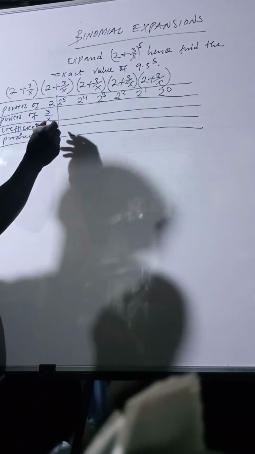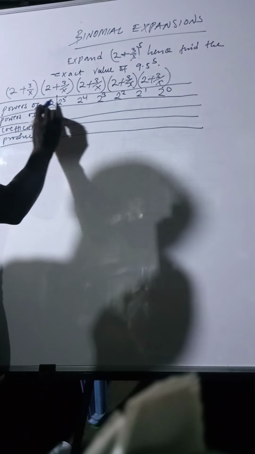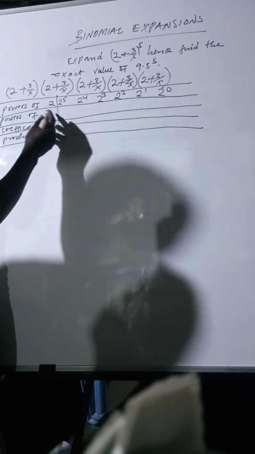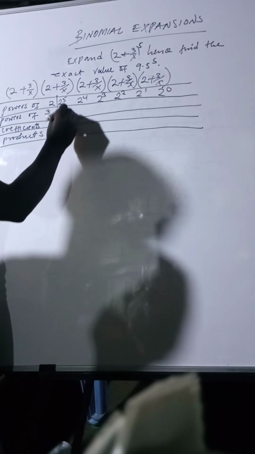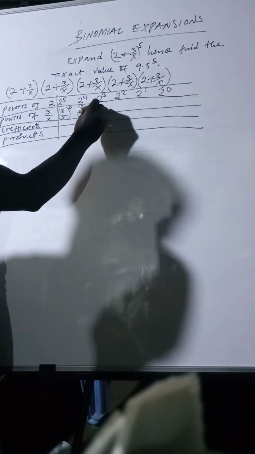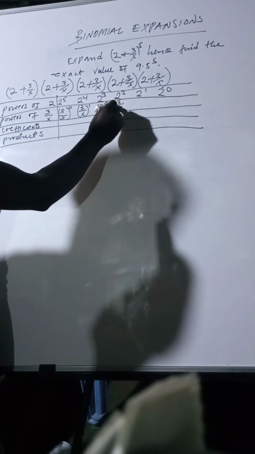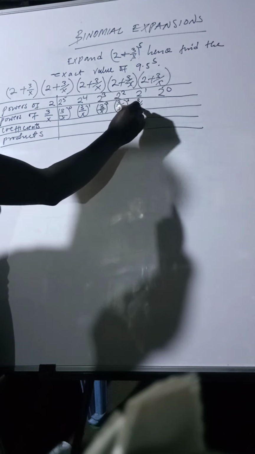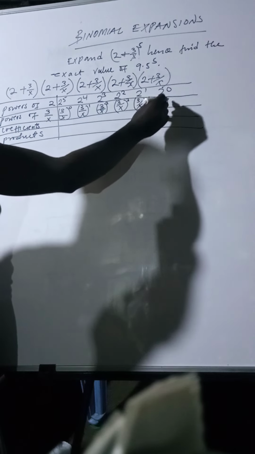Then powers of 3 over x will be ascending. Okay, the powers of 2 are descending from 5 to 0, while powers of 3 over x are ascending from 0 to 5. Now that is power 0, 3 over x is power 1, 3 over x is power 2, 3 over x is power 3, 3 over x is power 4, 3 over x is power 5.